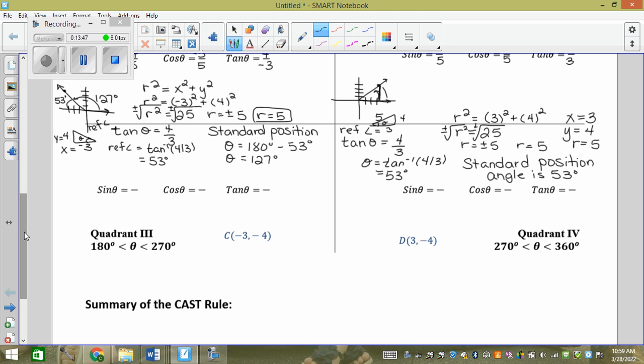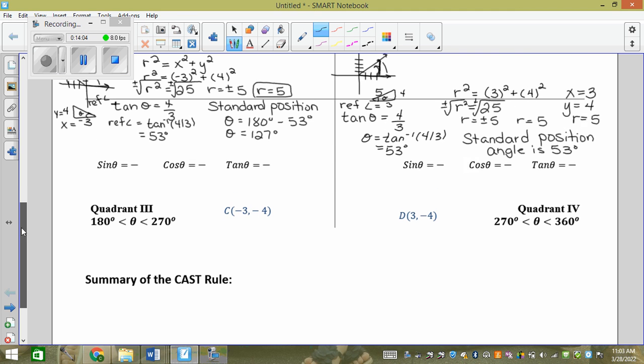Negative 3, 4, and 3 and negative 4. Try them out. I want the angle in standard position. We all know now that the reference angle is 53 no matter what, right? You're just going to have to draw it in quadrant 3 for this one and quadrant 4 for that one. And then I want you to give me the 3 trig ratios.